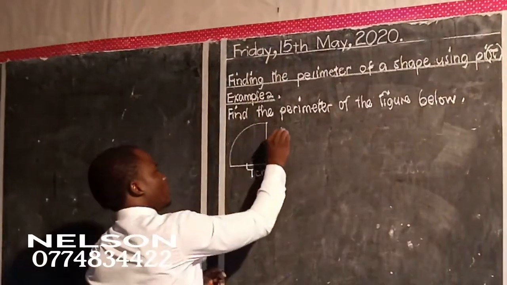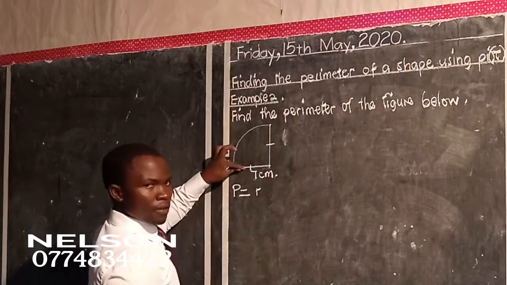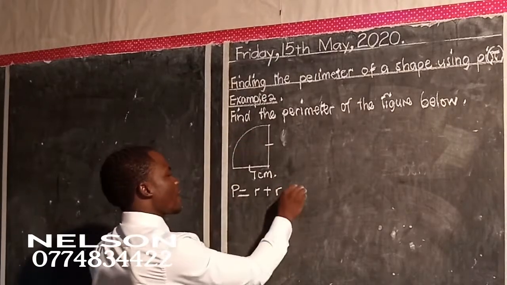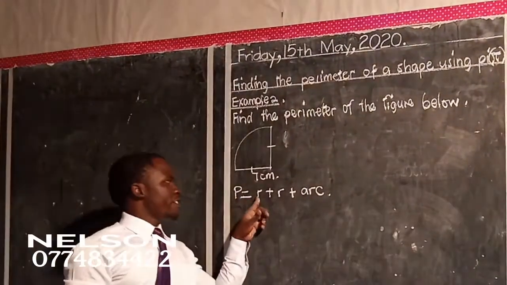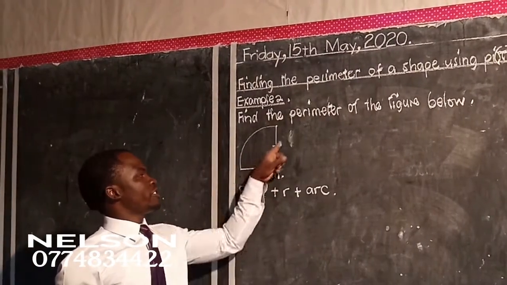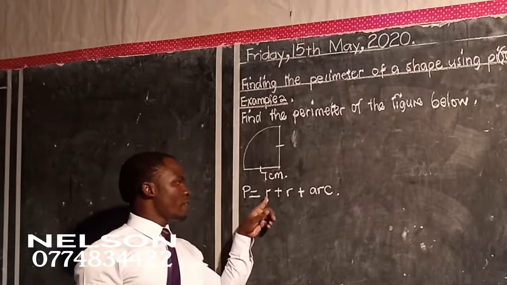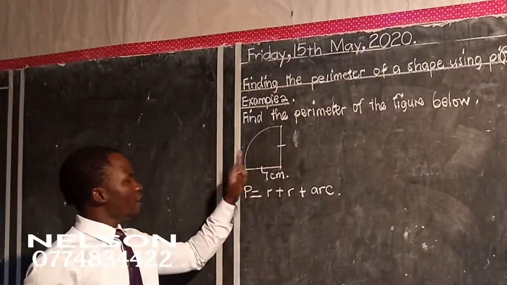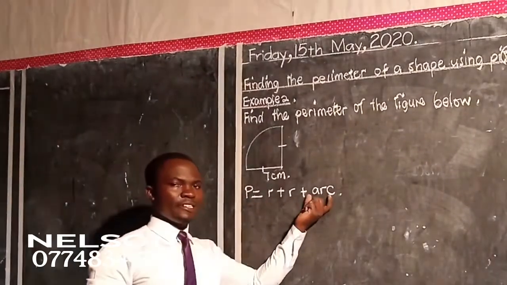So the perimeter of this figure here equals radius, this one here, plus this radius plus this arc. And if they put these sides, it means that if this is 7, then that is also 7. Now, we have the radius, which is 7 centimeters. We also have the radius, which is 7 centimeters, plus this arc, which we don't have. So before you find the perimeter, first come down and find the length of this arc.